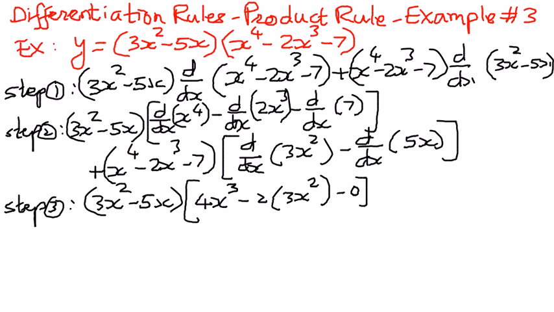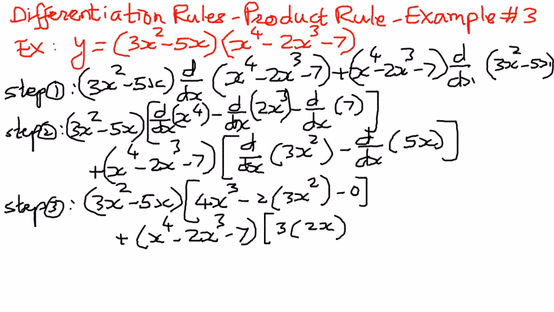the simplification process. So plus x to the power of 4 minus 2x cubed minus 7, open brackets, d by dx of 3x to the power of 2, 3 is a constant, so d by dx of x to the power of 2, n here is equal to 2, so therefore 2x to the power of 2 minus 1, which is going to be equal to 1, so therefore we can leave it as 2x, minus d by dx of 5x, so we can take the 5 out as a constant, and then d by dx of x is going to be equal to 1, so therefore close brackets.